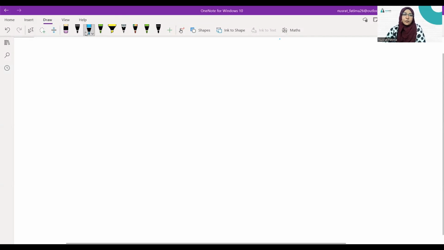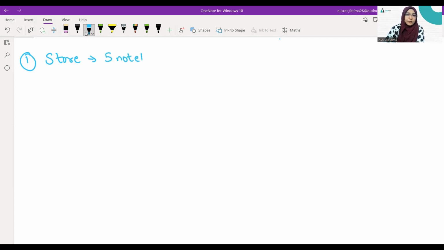Let us look at a few examples in our day-to-day life where we need to multiply numbers. For example, I go to a store and I buy 5 notebooks. I need a few notebooks for my classes. Each notebook costs me $3. The price of each notebook is $3. So what is the total amount that I need to pay to the shopkeeper?